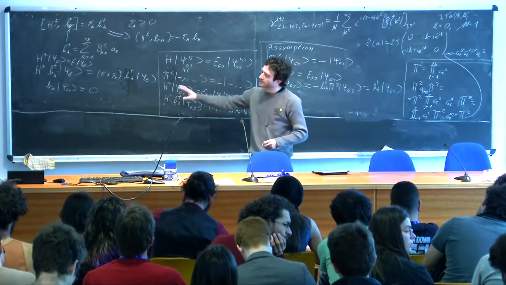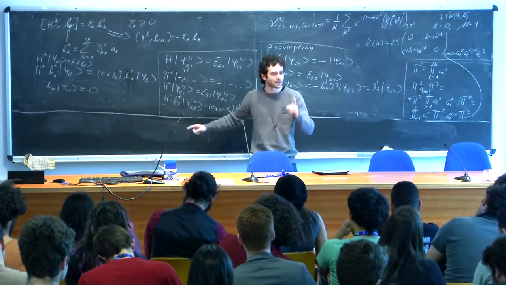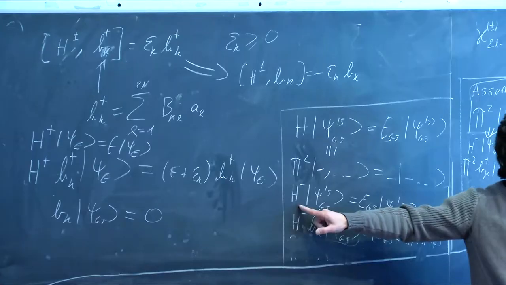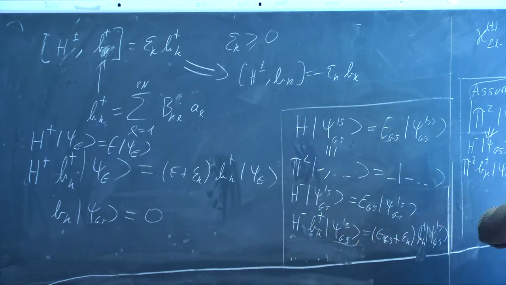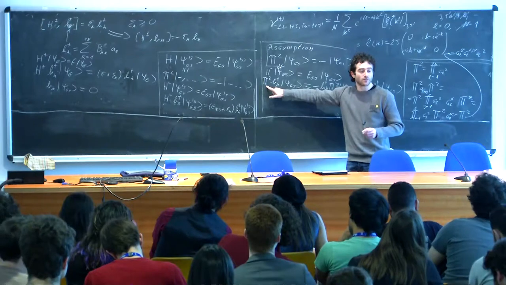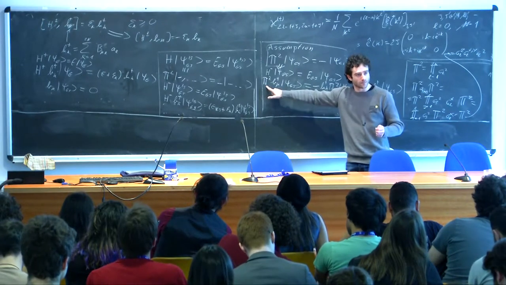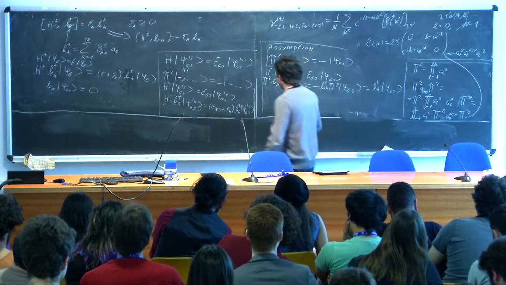It's not a problem. It's just that the first excitation, the single particle excitation of H minus, is not an excitation of the Ising model, because if it were an excitation, then the eigenvalue of pi z would have been equal to minus 1.